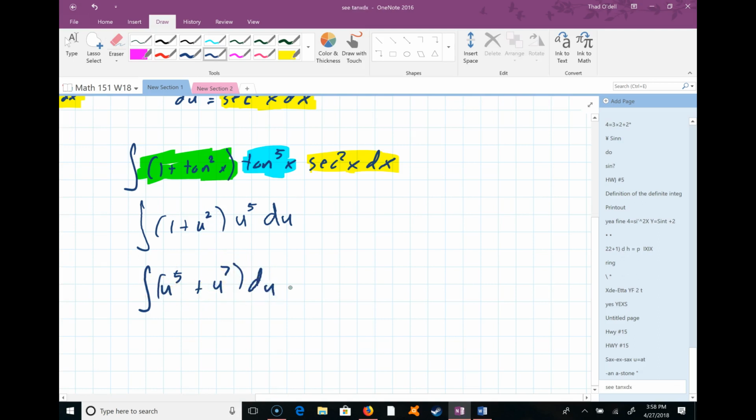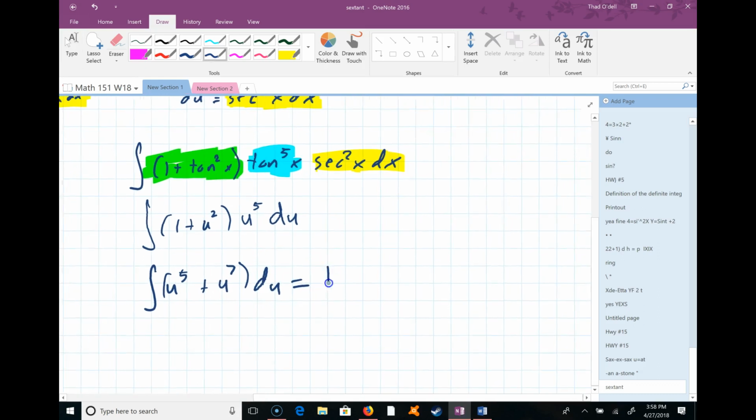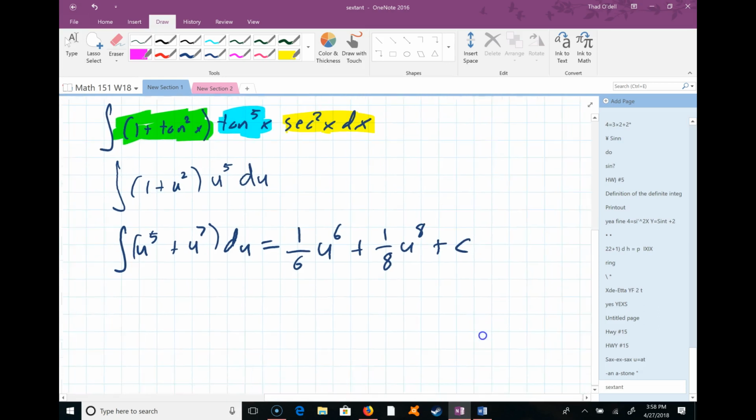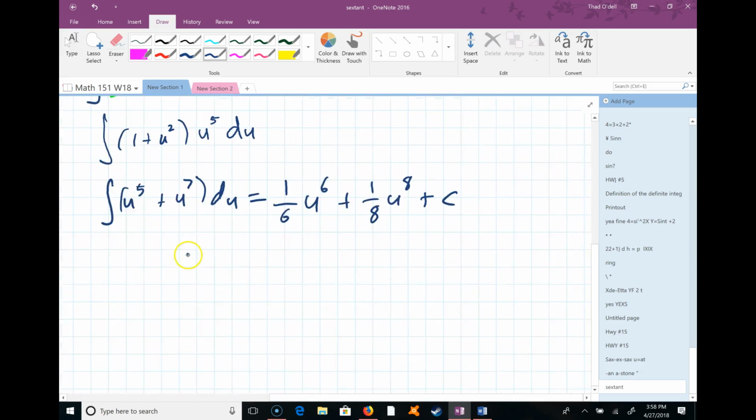Du, and then we go ahead and integrate that, or take the antiderivative, and we get 1/6 u to the 6th plus 1/8 u to the 8th plus c. And since u is tangent, we've got to bring that back in. So we have 1/6 tangent to the 6th power plus 1/8 tangent to the 8th power plus c.